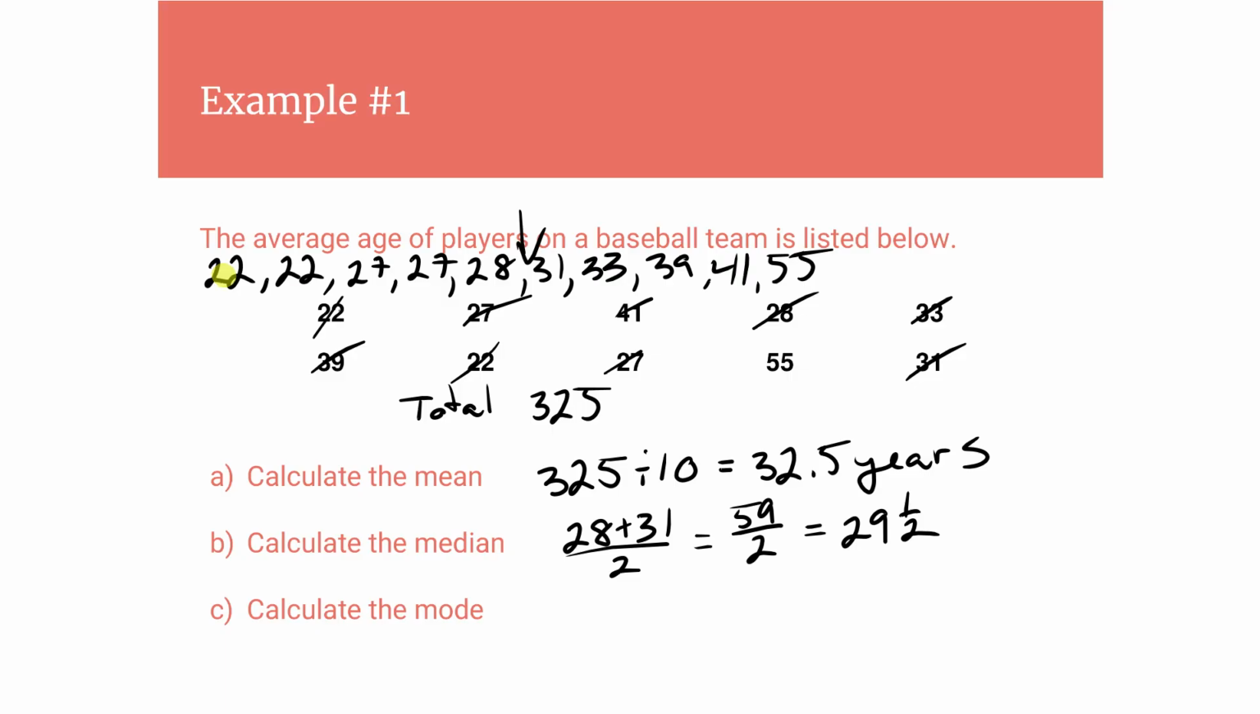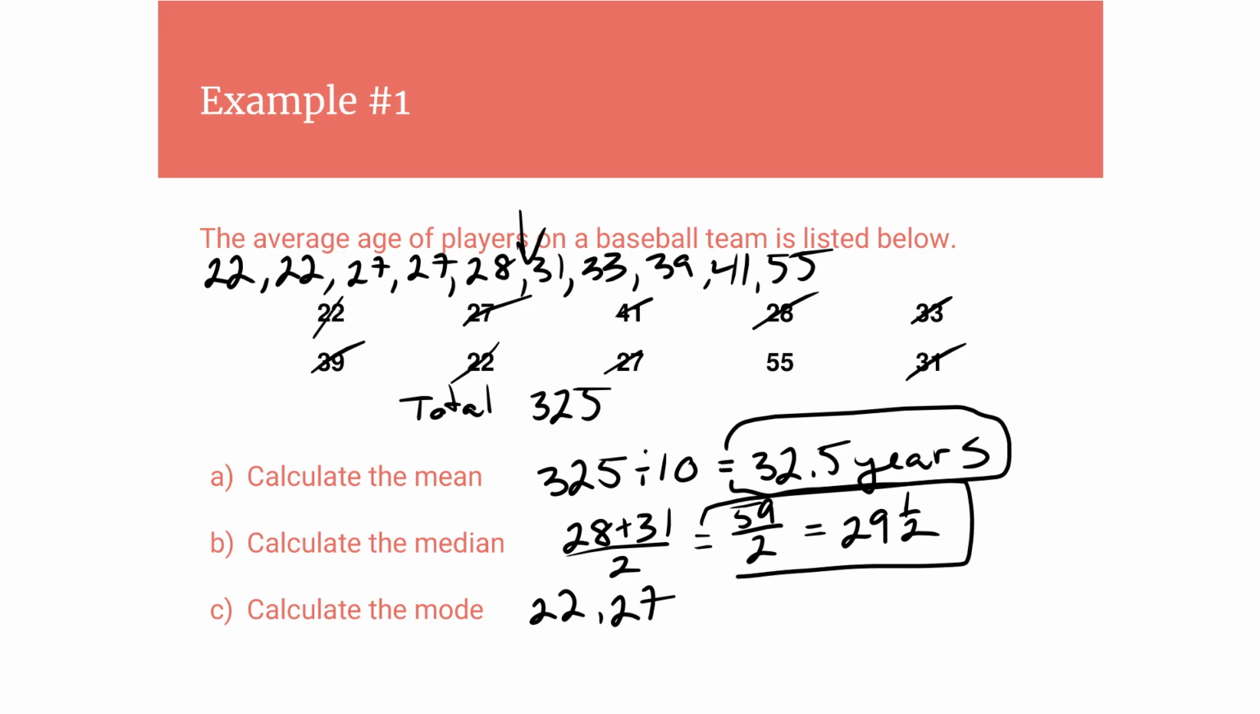So we can see we've got a 22 and a 22, but then we've also got a 27 and a 27, and those are the only duplicates. None of these others here are duplicated. So we can say that the mode is 22 and 27. Those are the three measures of central tendency for this data set.